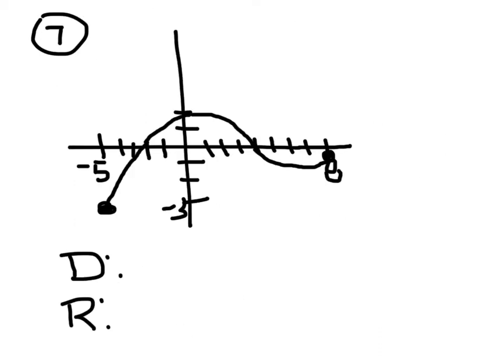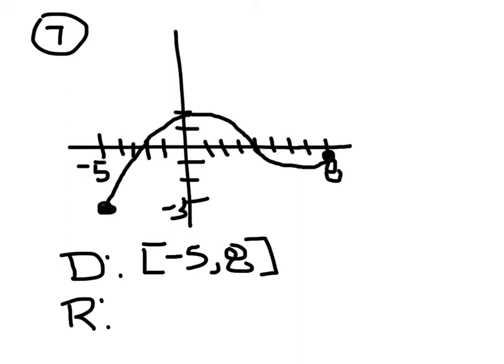When talking about domain, we mean how far left does this function go and how far to the right does it go. So this function has values as far left as -5 and as far right as +8. So the domain would be from -5 to +8.